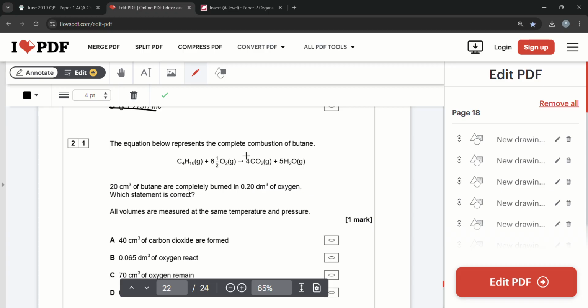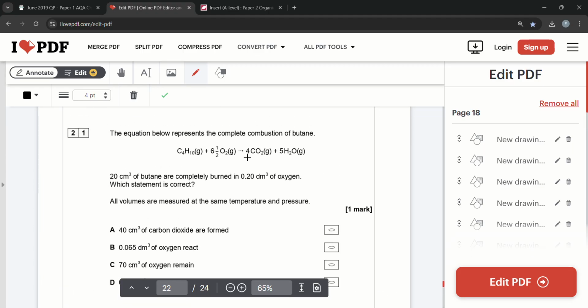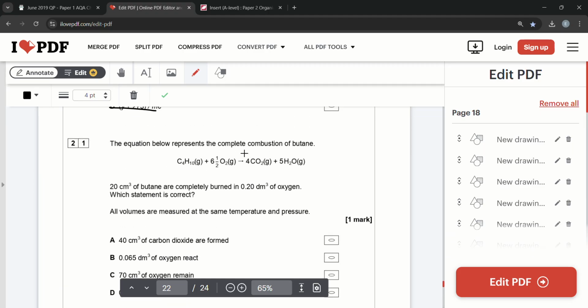The equation below represents the complete combustion of butane. All volumes are measured at the same temperature. Which statement is correct? 20 centimeters cubed of butane could be burned in 0.2 dm cubed of oxygen. So let's convert that to centimeters cubed. How do we go from dm cubed to centimeters cubed? We multiply by 1,000. So it's going to be 200 centimeters cubed.